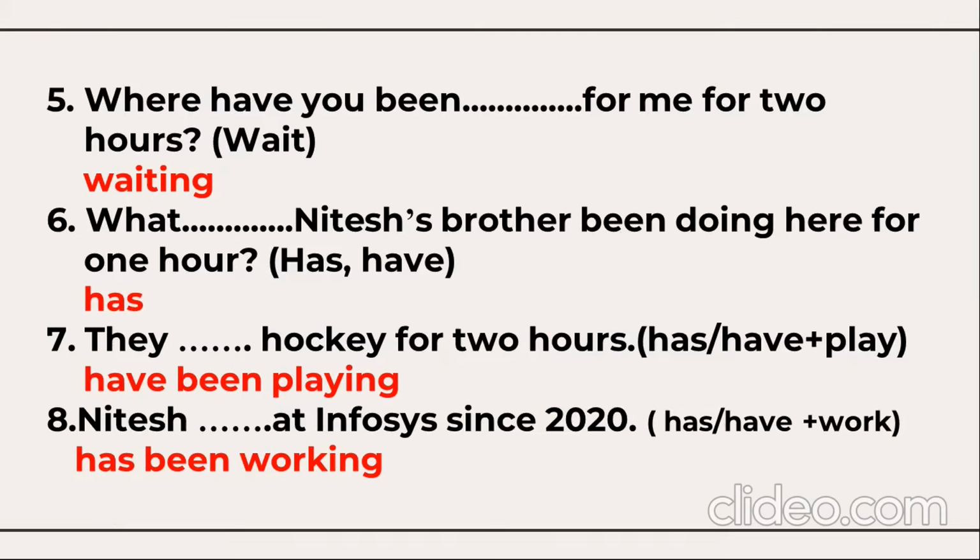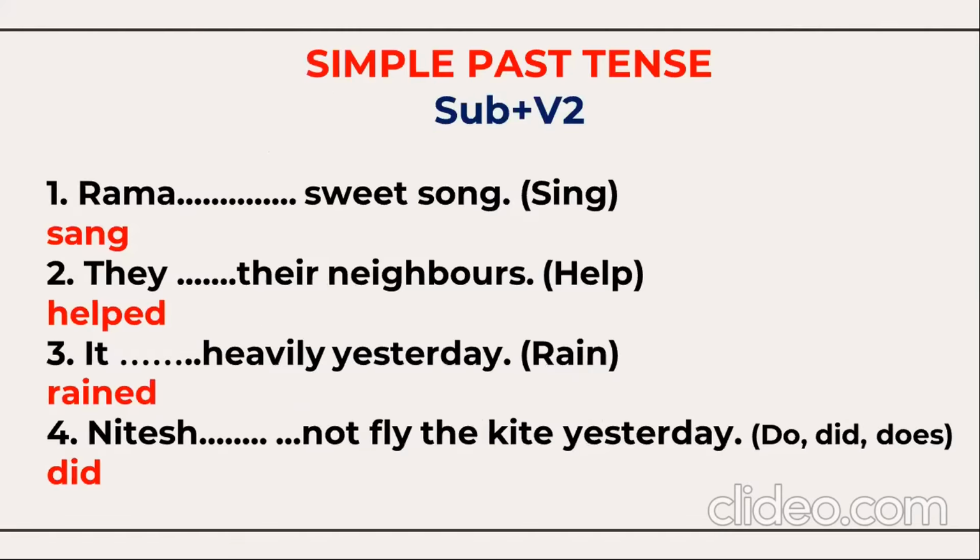So we use present perfect continuous tense: has, have plus been plus verb-ing. Now we are moving to simple past tense. Simple past tense means any action which happened in the remote past. The structure is subject plus verb second form, V2. Rama sang a sweet song. They helped the neighbors. It rained heavily yesterday.